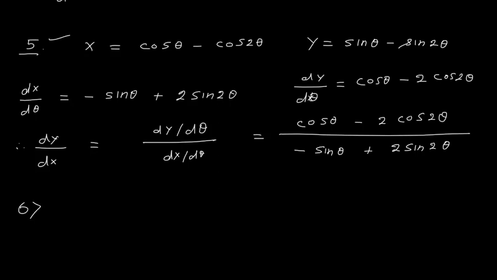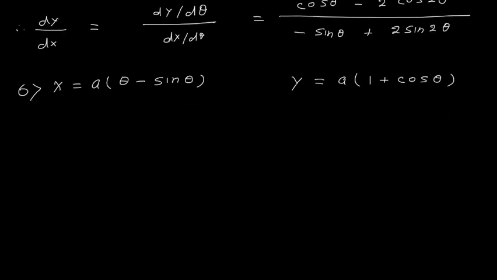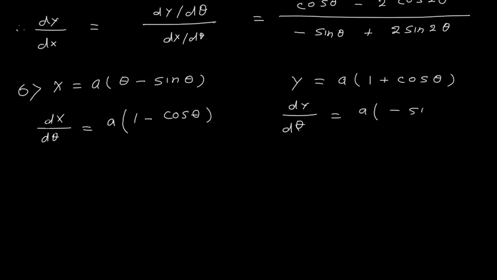Now let us see the sixth problem. Sixth problem is x is equal to a into theta minus sin theta and y is a into 1 plus cos theta. So here dx upon d theta will give me a into the derivative of theta, which is 1, and the derivative of sin theta, which is cos theta. And dy upon d theta will give me a into the derivative of 1, which is 0, and the derivative of cos theta, which is minus sin theta.